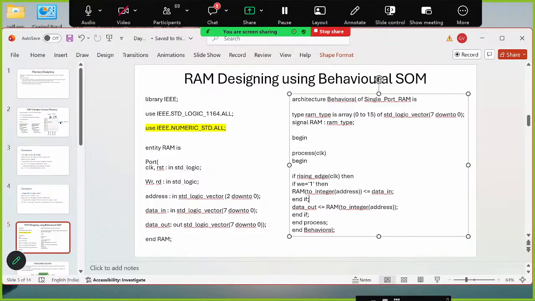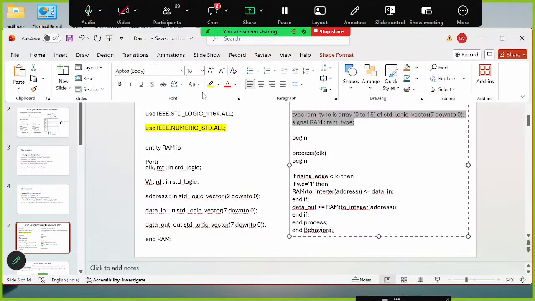Now, architecture behavior of RAM, you can write RAM_arc. We have followed the same nomenclature in every program of ours, so we'll do the same thing over here also. Architecture RAM_arc of RAM is. This is a very new concept that you need to understand. Very important, and you need to understand this concept.